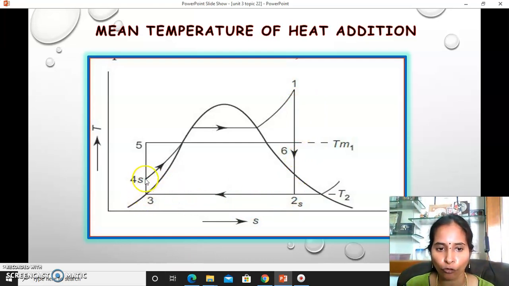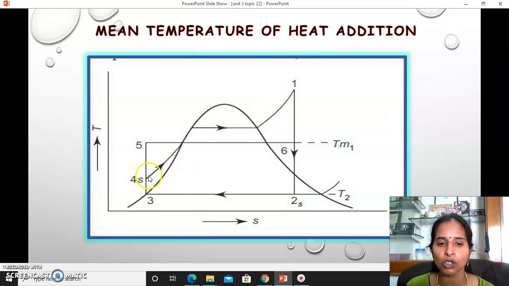This 1 to 2 dash to 2s to 3 4s is the sensible heat addition in the economizer. Economizer means that heat from the flue gas is supplied to the water to increase its temperature. Then the latent heat of vaporization is supplied in the boiler, and again superheating takes place in the superheater tubes, after the vapor dome.